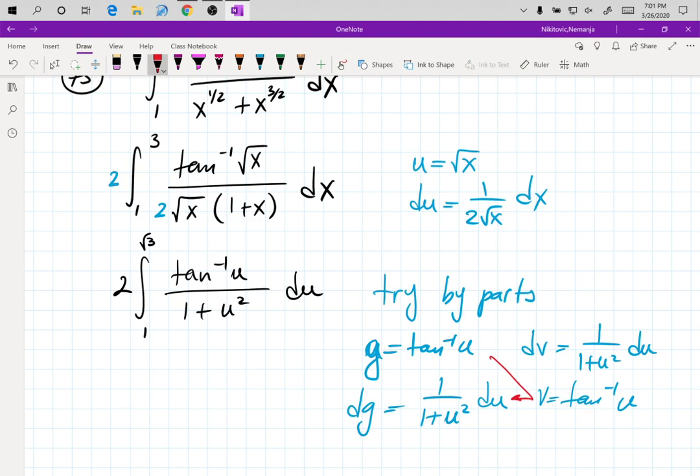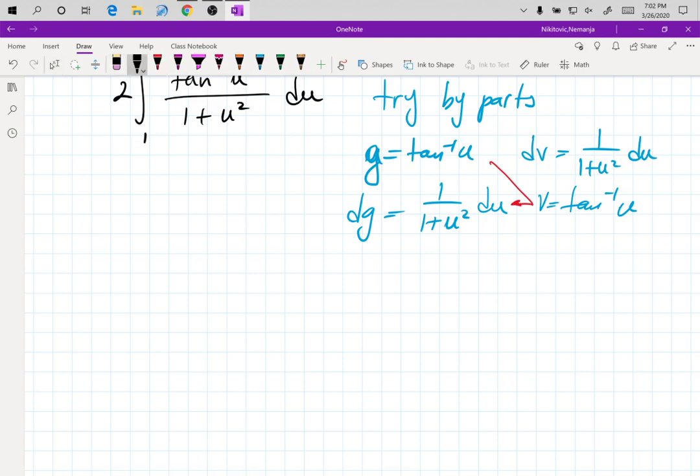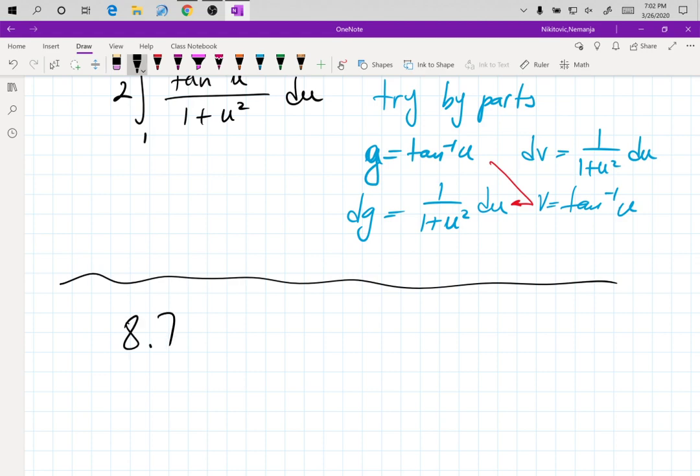So that's 8.6. 8.7 is other methods of integration, and that one is using the chart. At the end of the textbook, there is a chart with 106 integrals. I think it's called integration tables. So all the way at the end of the book it says table of integrals. So 8.7, other methods.